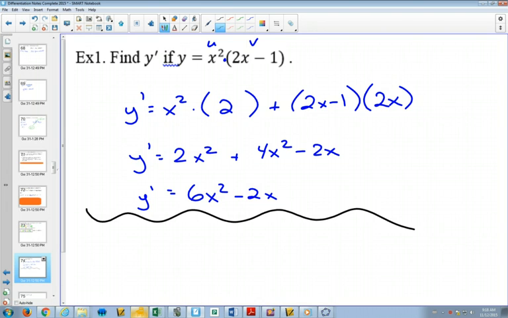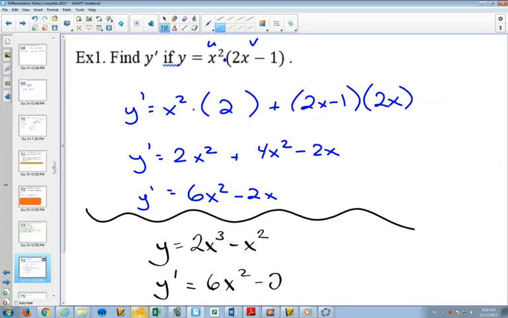This question could have been asked before we learned the product rule. Because what could I do with my original function? I could have multiplied it out right at the beginning. And if I multiplied it out right at the beginning, I would get 2x cubed minus x squared. And then it's a simple power rule. The 3 comes out in front. And in this case, that little simplification at the beginning is probably easier and more straightforward than using our new product rule.